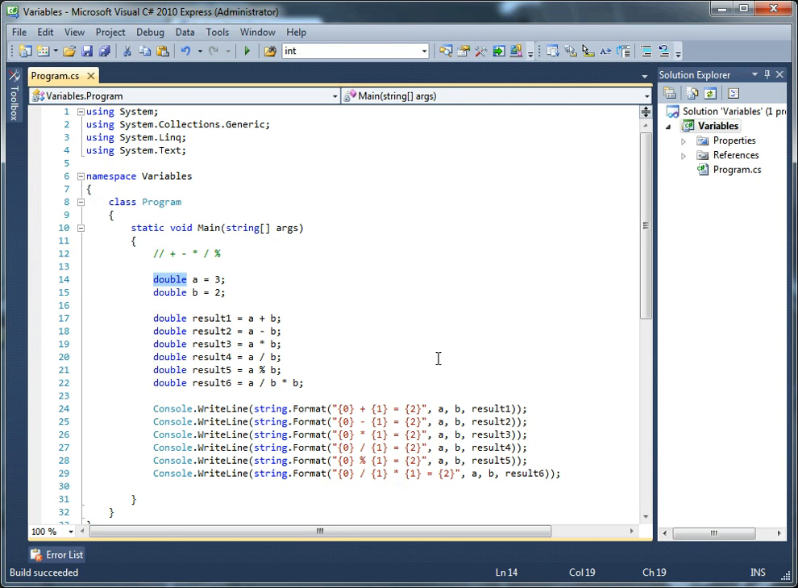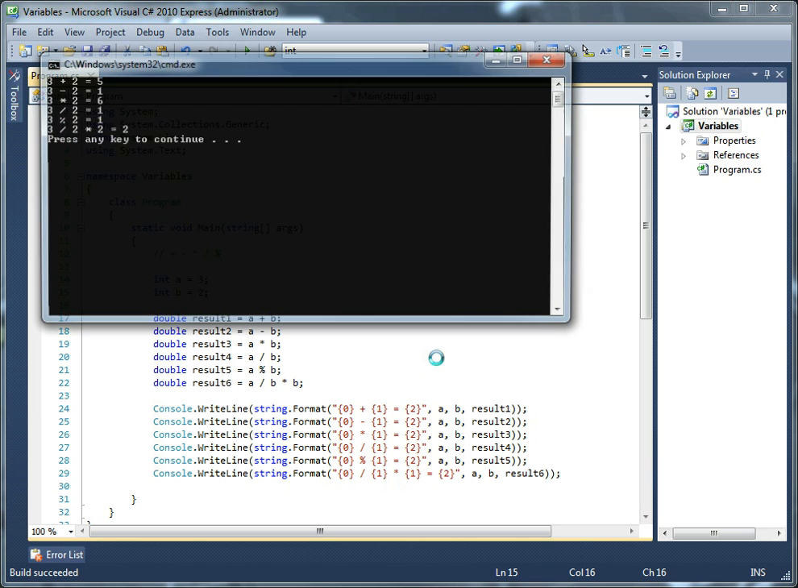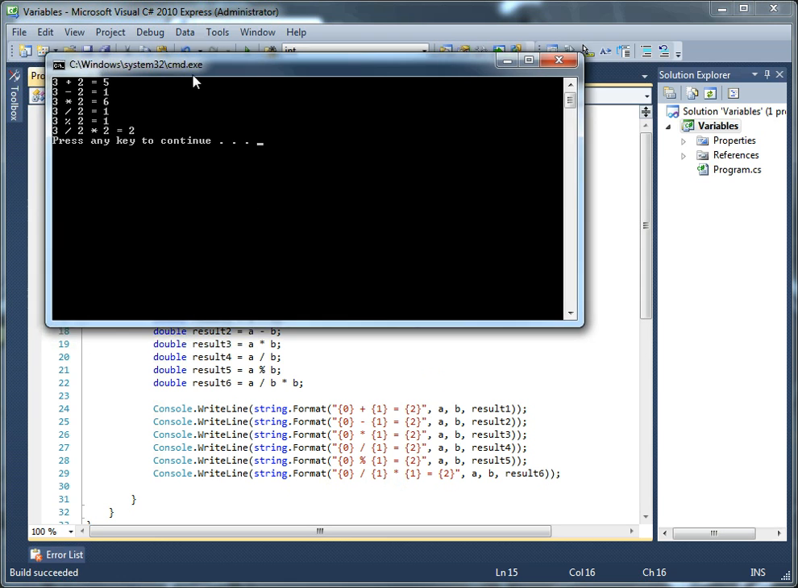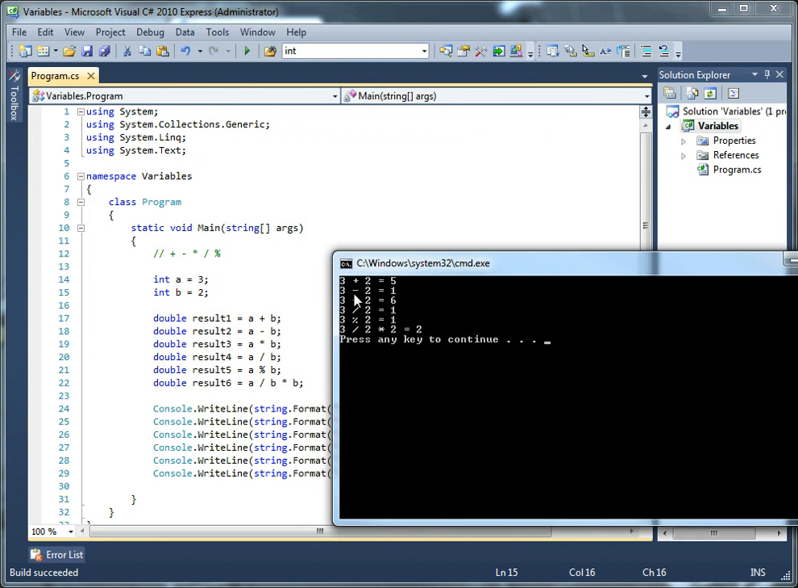Now, what if just my results were doubles and a and b were integers? What would happen then? Alright, let's take a look. So, looks good, looks good, looks good, doesn't look good, looks good, also doesn't look good. So again, we have a problem with our division.